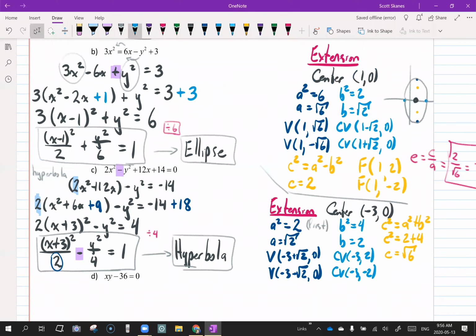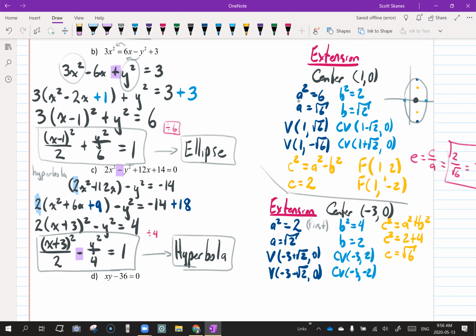Okay, so look, over here, the first one was 2. It didn't matter because this is an ellipse, so we take the biggest one. For hyperbolas, the first one is A. So it looks like a mistake, but it wasn't a mistake. It was because of the difference between ellipses and hyperbolas.